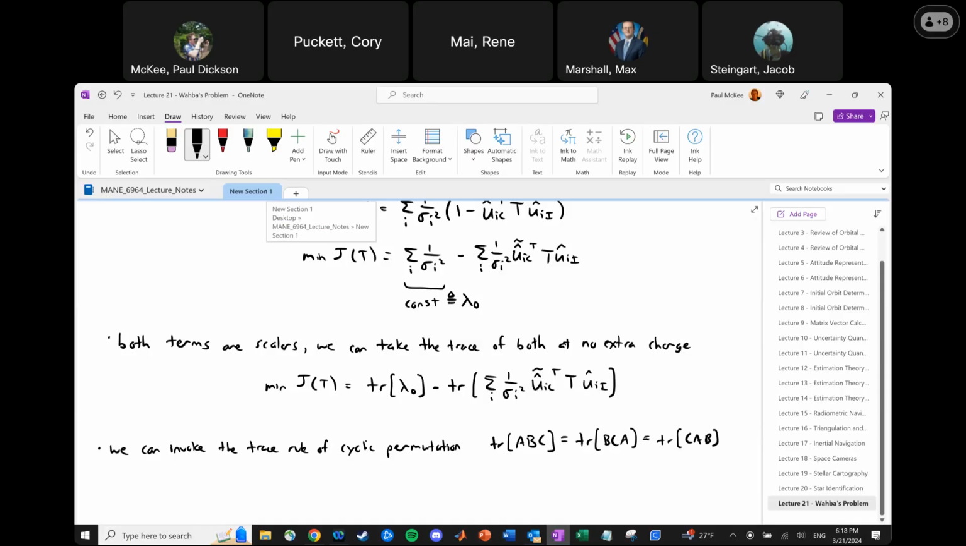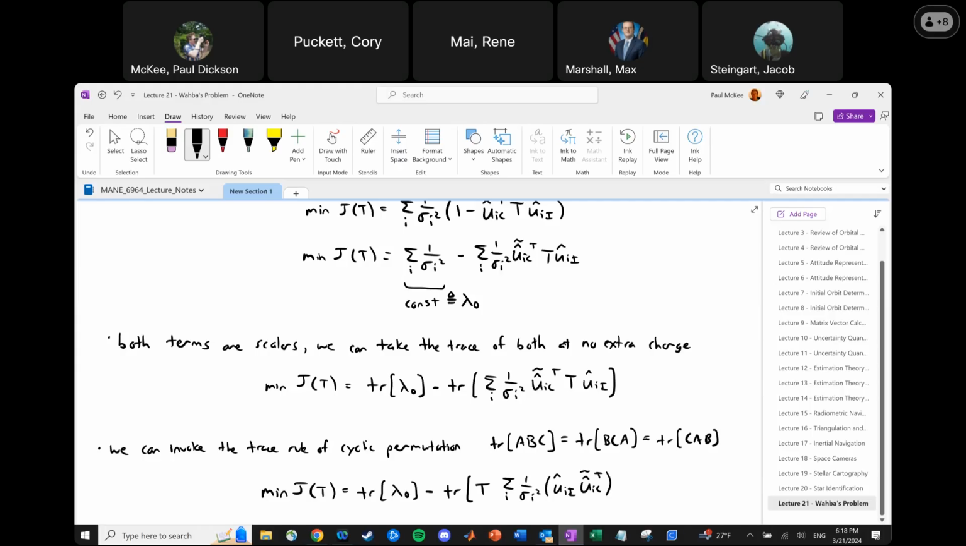So then if that's the case, we can write this as the min J of T is the trace of lambda naught minus the trace of the matrix T, sum over all I, 1 over sigma I squared, U_I, U_I transpose. So we wind up doing 2 cyclic permutations to get T all the way on the outside.